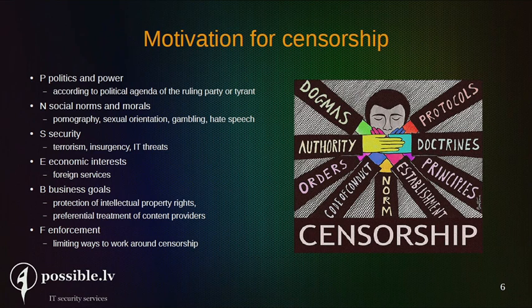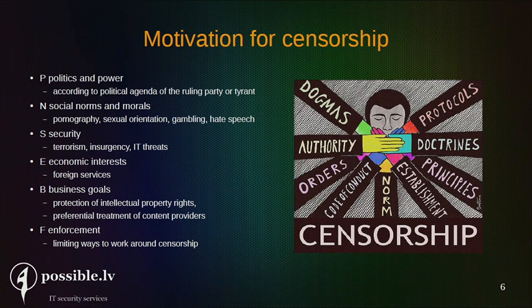E for economic interests usually relate to limiting access to foreign service providers to boost the country's own level of economy. B for business goals relate to individual parties operating inside the economy. And examples here include protection of intellectual property rights and preferential treatment of content providers. For example, if a content provider, say Netflix, arranges with the local internet service provider that their traffic will be prioritized or offered for free to the customers, traffic-wise, for free, then it is category B censorship.